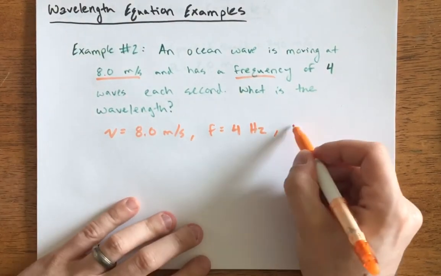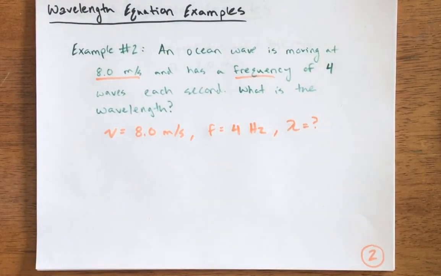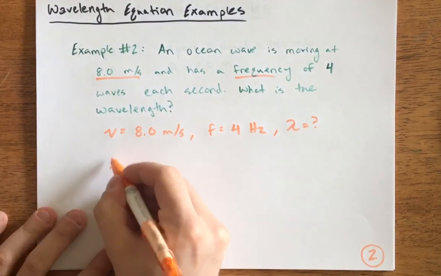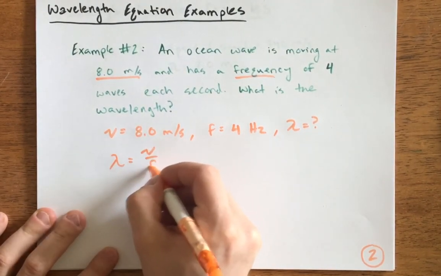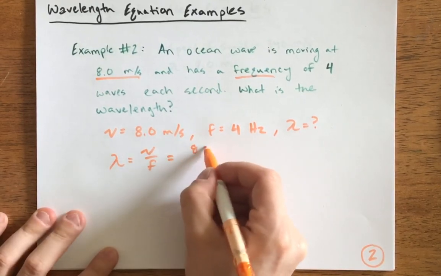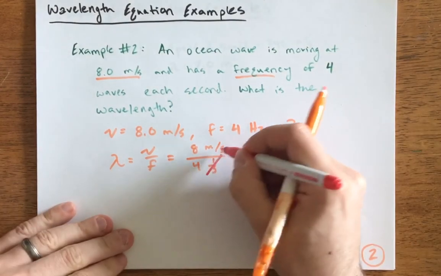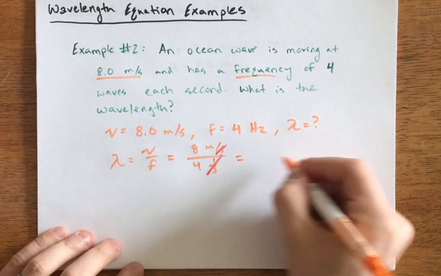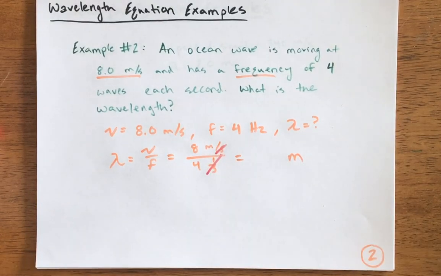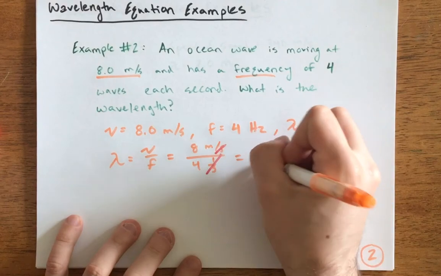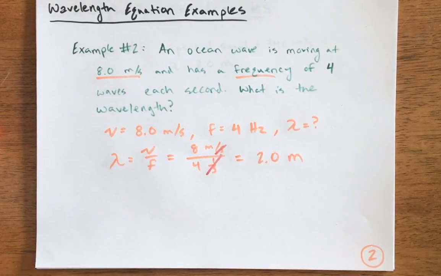What is the wavelength? So we are trying to figure out what the wavelength is. Fortunately for this one, we can just use the original equation. Wavelength is equal to velocity divided by frequency. Our velocity is 8 meters per second. Our frequency is 4 hertz, or 1 over seconds. The 1 over seconds cancels out, leaving us with meters, which is good because that's the unit of wavelength. 8 divided by 4 is 2. So our wavelength for this wave is 2 meters. So if we have an ocean wave that's moving at 8 meters per second and passes by 4 times per second, its length is just 2 meters.